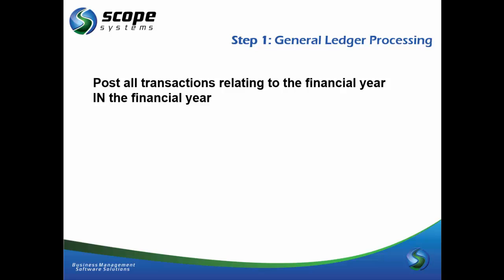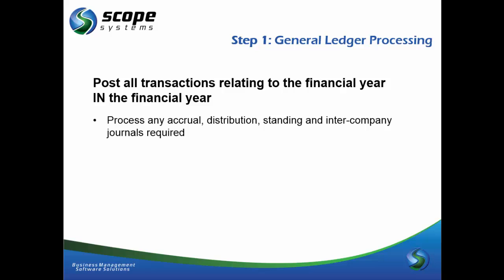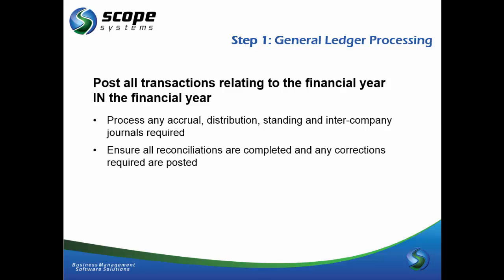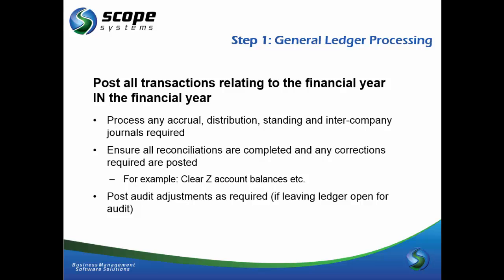Step 1. General ledger processing. Post all transactions relating to the financial year in a financial year. Sound familiar? Process any accruals, distribution, standing, and intercompany journals as required. Ensure all reconciliations are completed and any corrections required are posted. For example, clear all Z account balances. These are system-generated entries which need to be cleared by manual journal. And finally, post any audit adjustments as required. This would mean leaving the ledger open for the audit to be completed.